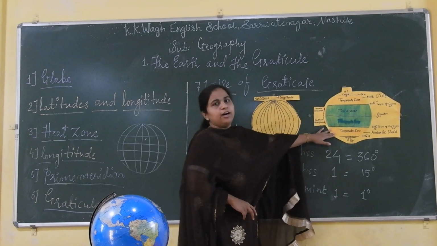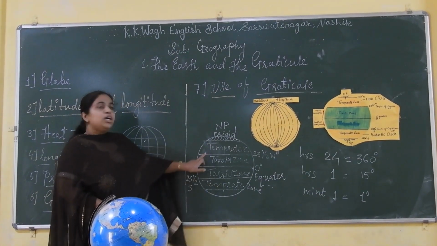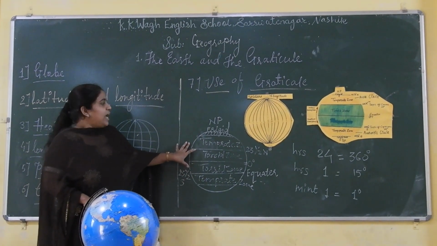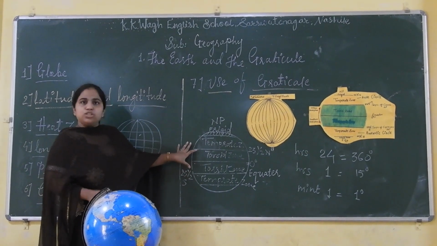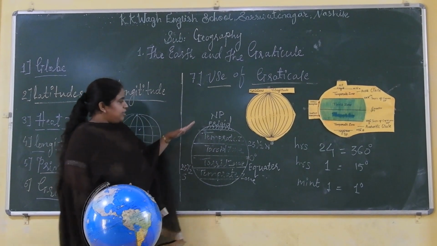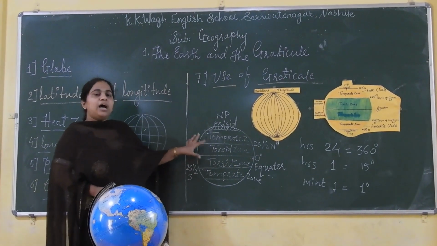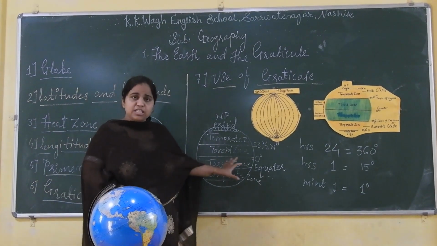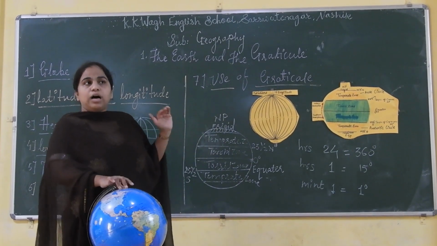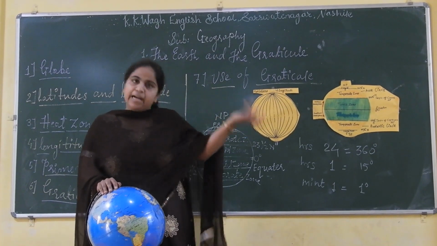As we can see here, this zone is called the temperate zone. Both these zones are called the temperate zone. This zone gets less sun rays because they are not perpendicular, they are slanted, and that's why it gets less heat and sun rays, and there is no sun directly overhead at noon.